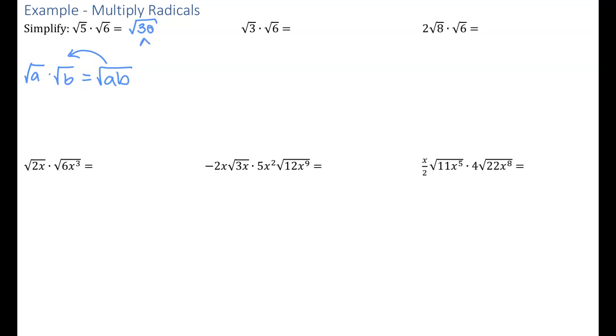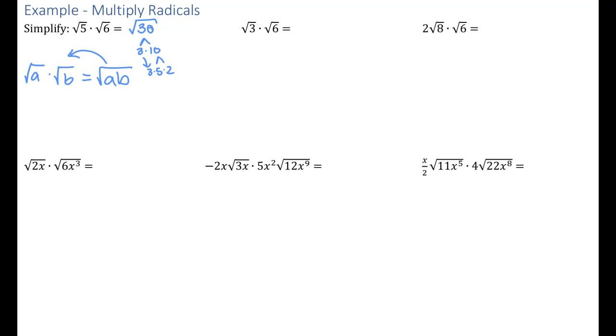For 30, I don't think I'm seeing any, so we'll double check. 3 times 10. And then that could become 3 times 5 times 2. So I don't have any repeated factors, which means that's already simplified and I'm done. So let's just try another one. We'll work our way up and I think we'll start seeing some simplify.